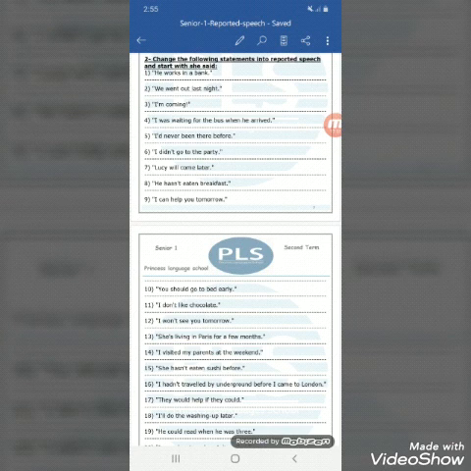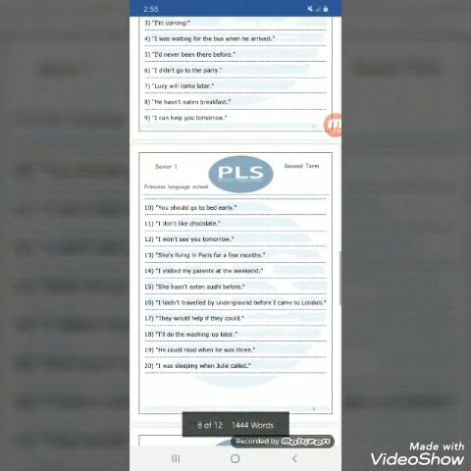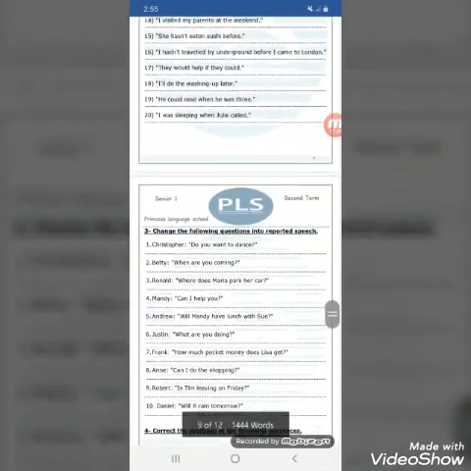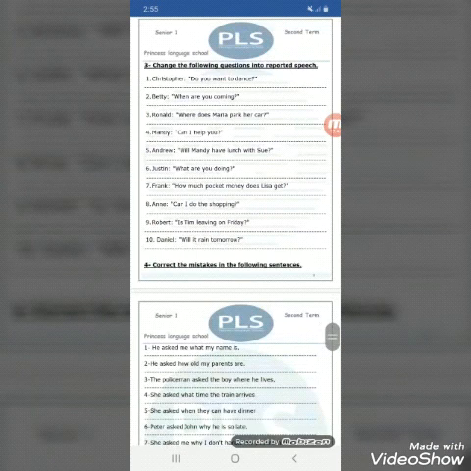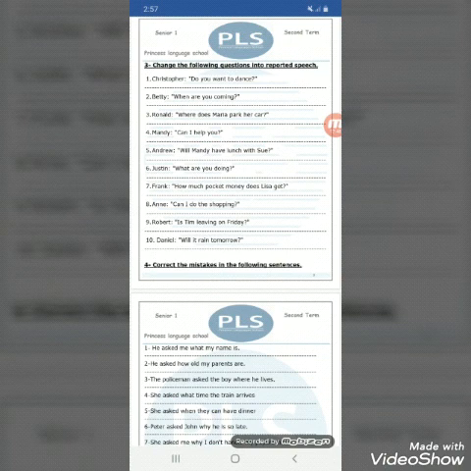And the last one, you should go to bed early. She said that I should go to bed early. Now, as you heard, this will be the last one to answer in this exercise, and from 11 till 20 will be homework. Let's see the following exercise. Change the following questions into reported speech. Okay, so the first question, Christopher, do you want to dance?